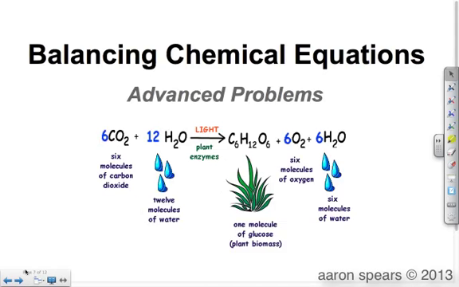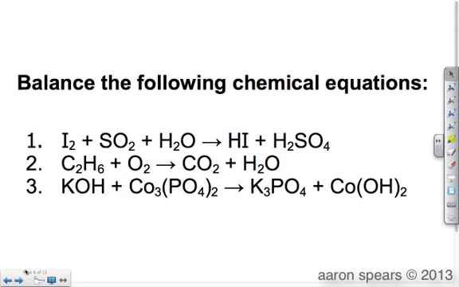In this lesson, I'm going to balance three chemical equations. And in balancing these three chemical equations, I hope to illustrate to you three shortcuts, hints, or suggestions that might be able to help you tackle more complex chemical equations. Here are the three chemical equations that we'll balance in this lesson.